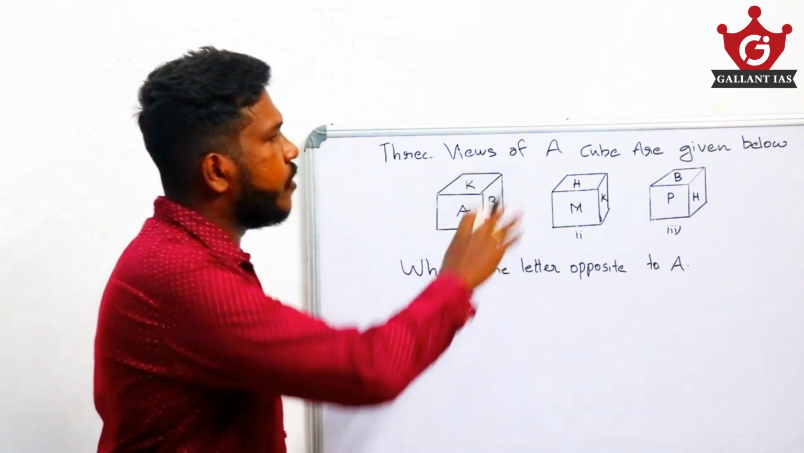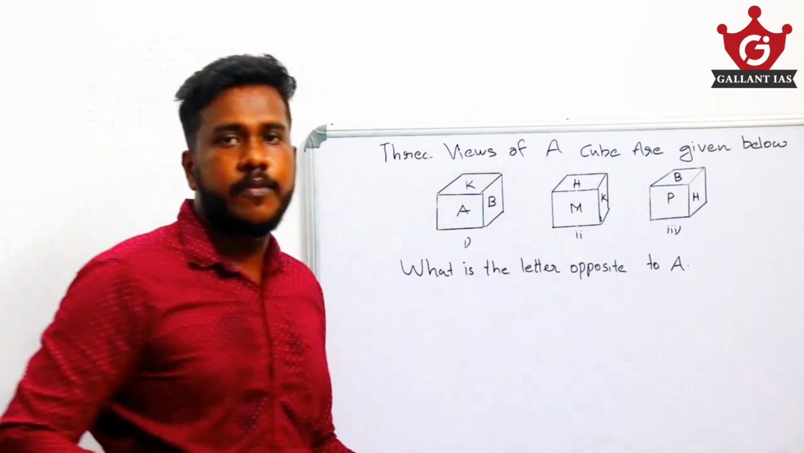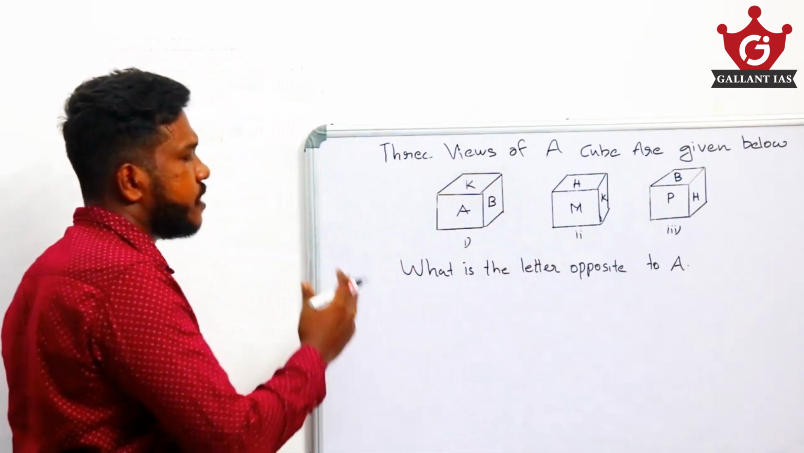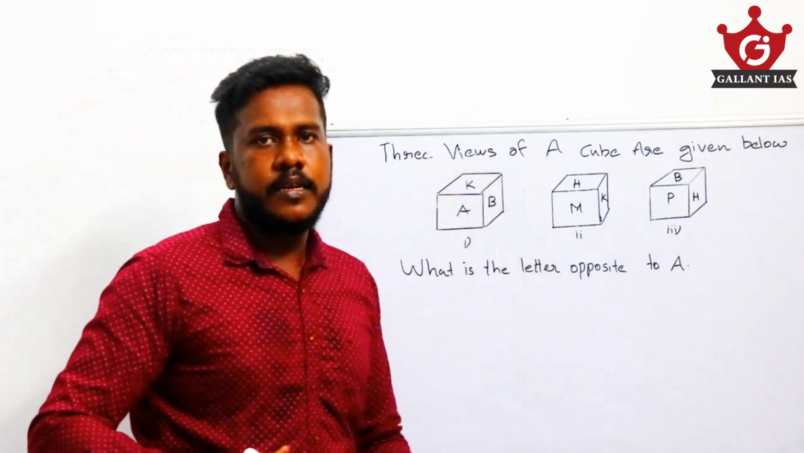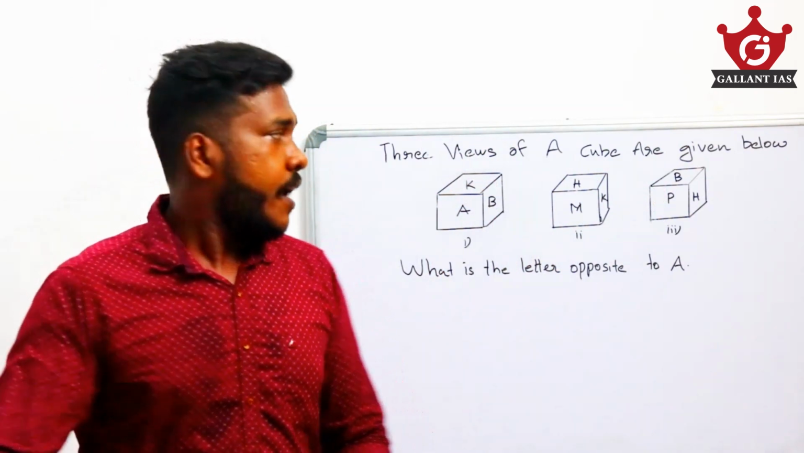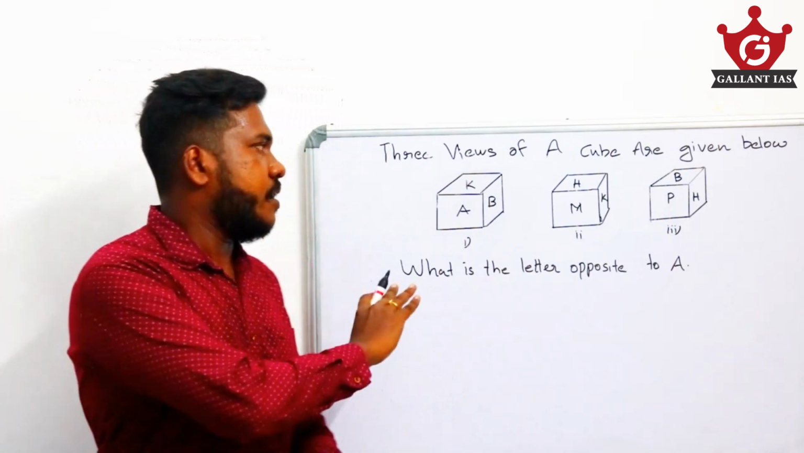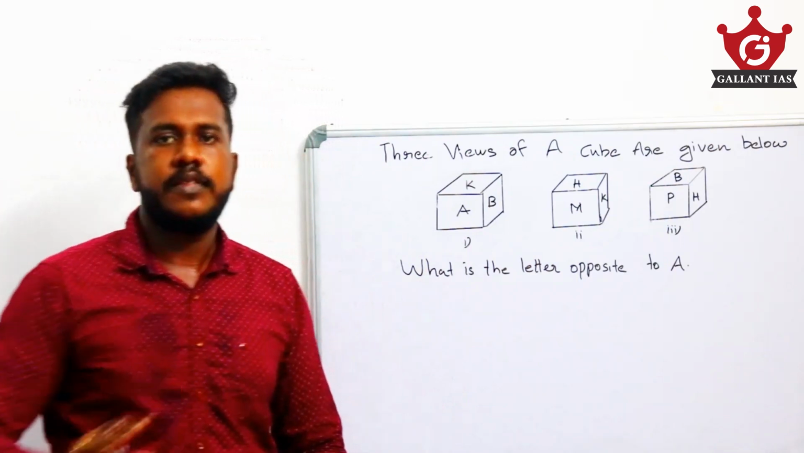Three views of a cube are given below. Okay, so the three views of a cube are given here. And what is the letter opposite to A? The question is actually based on dice and cubes, and it's a very important topic. I will tell the importance of this topic at the end, after solving this question.